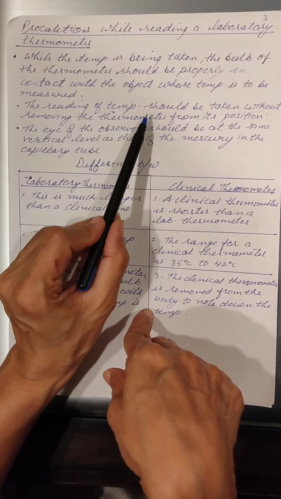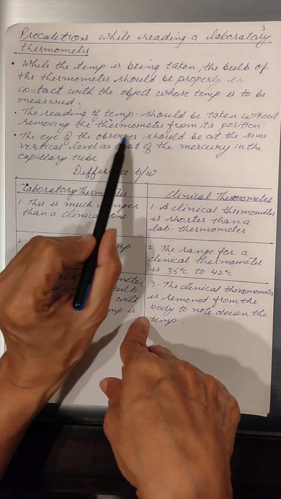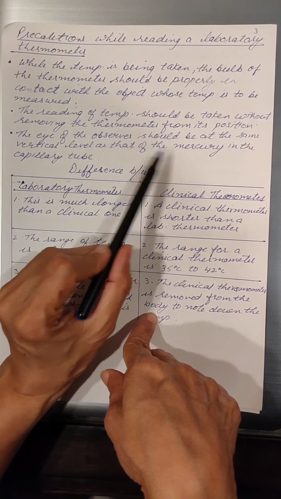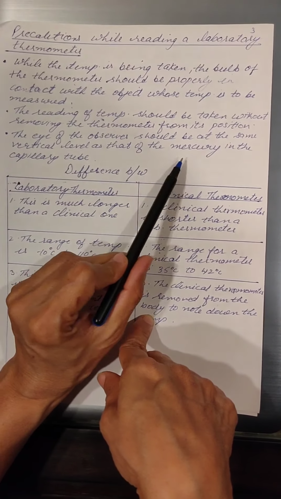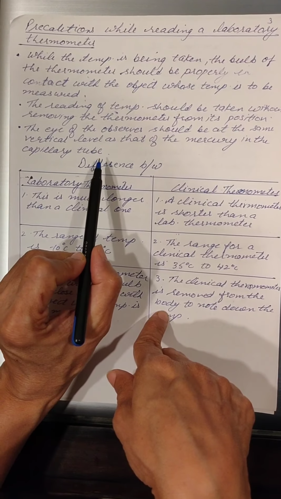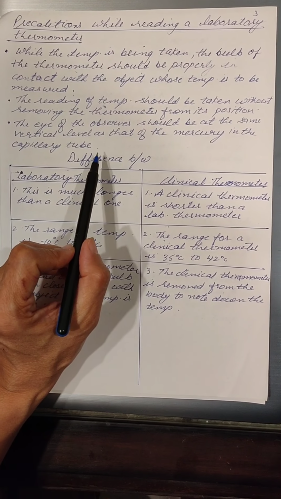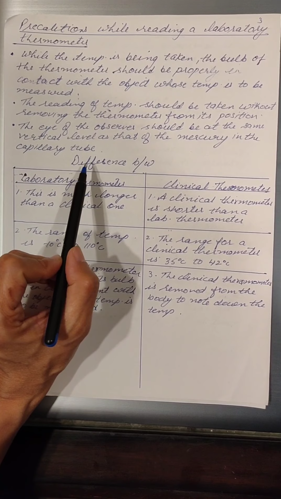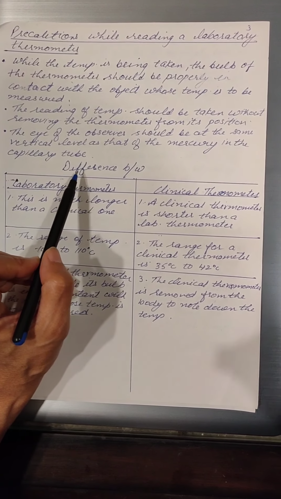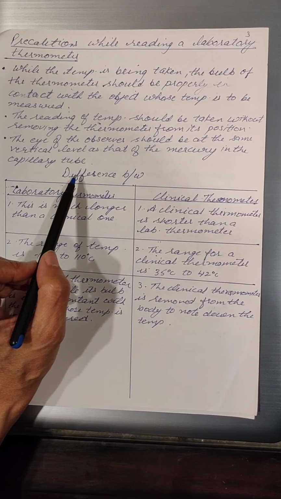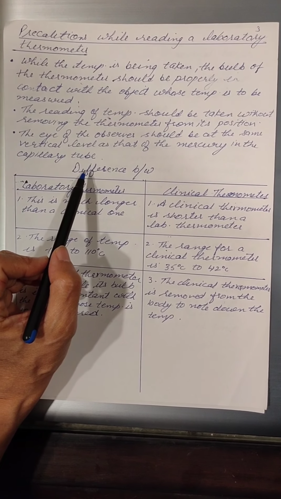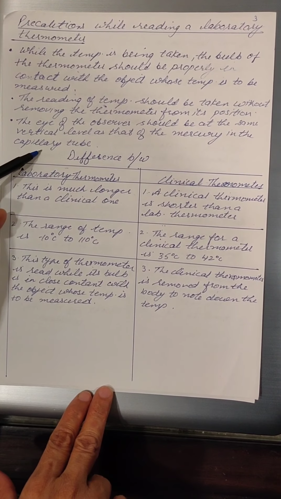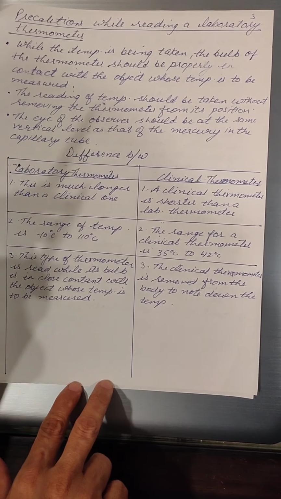Next, the reading of the temperature should be taken without removing the thermometer, as I told you. The eye of the observer should be at the same vertical level as that of the mercury in the capillary tube. And we should be very careful while taking the reading of this laboratory thermometer, because as soon as you remove the thermometer from the object, the level of the mercury will start falling down. So these are the precautions that we should take while reading a laboratory thermometer.